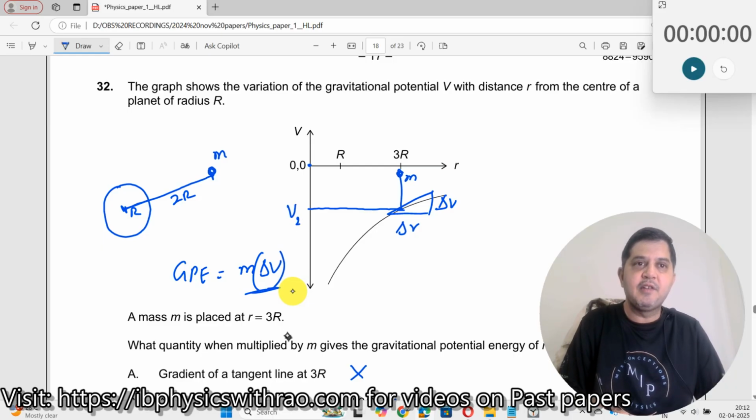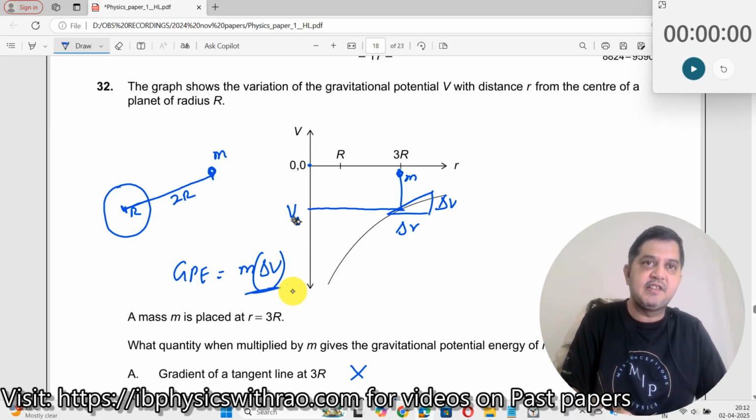Now what is being asked over here? What is the potential energy? Therefore, this will be mass multiplied by the potential. With respect to this one, the potential at a large distance we just take as zero. Thus m into v2 will give me the gravitational potential energy of the object when it is at this point.